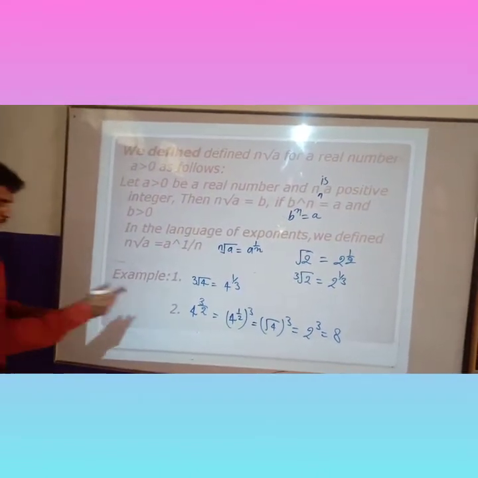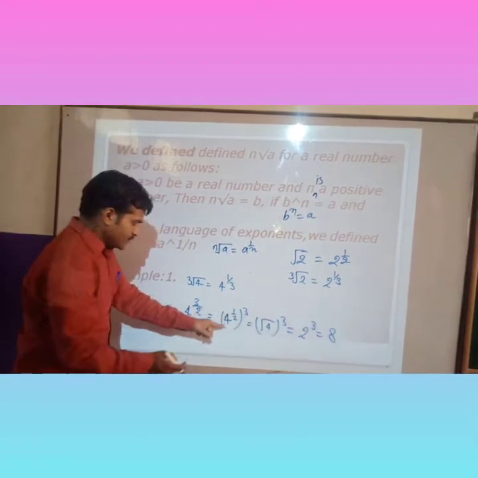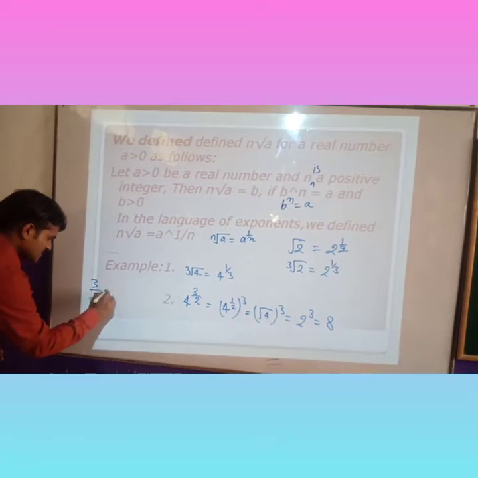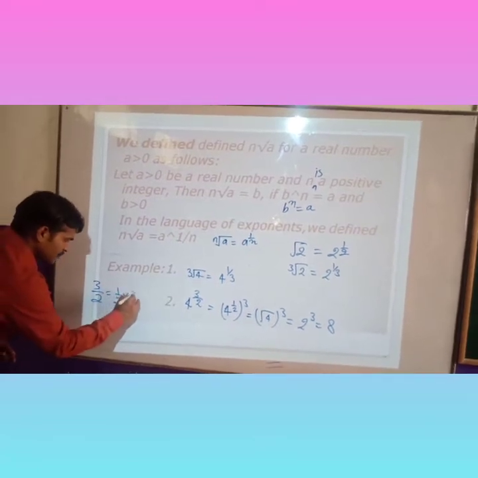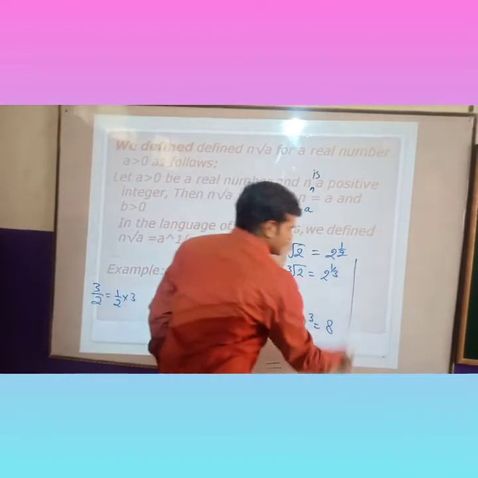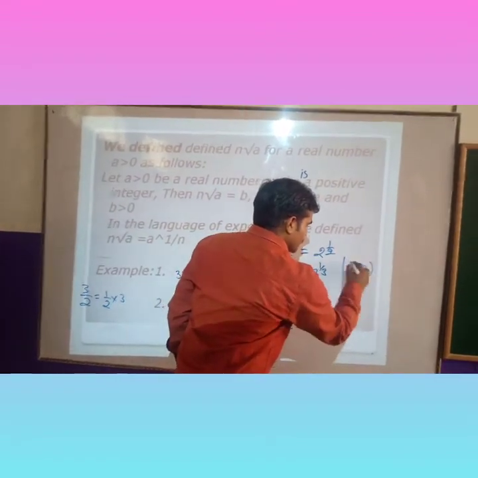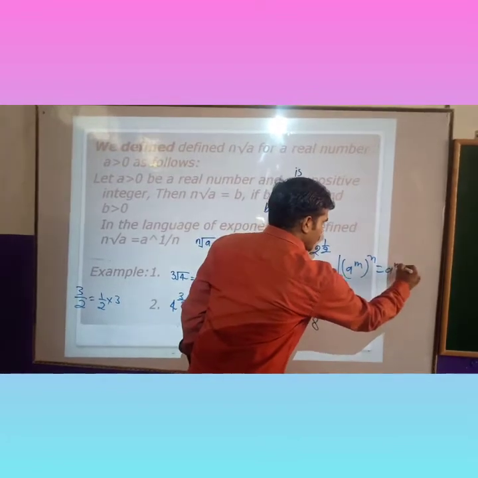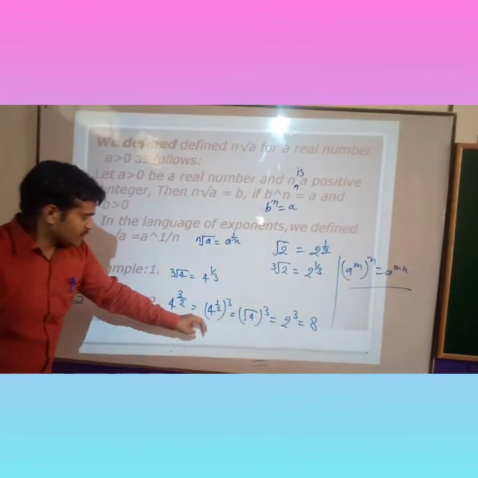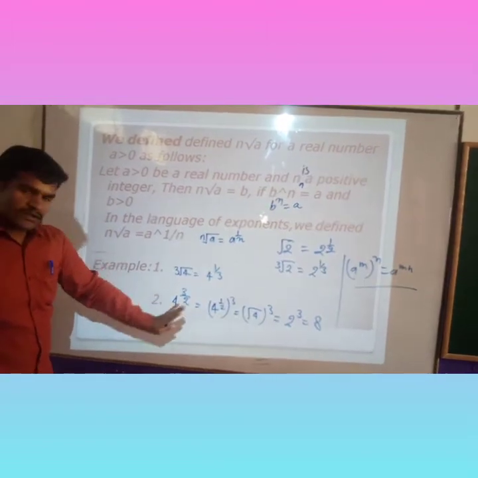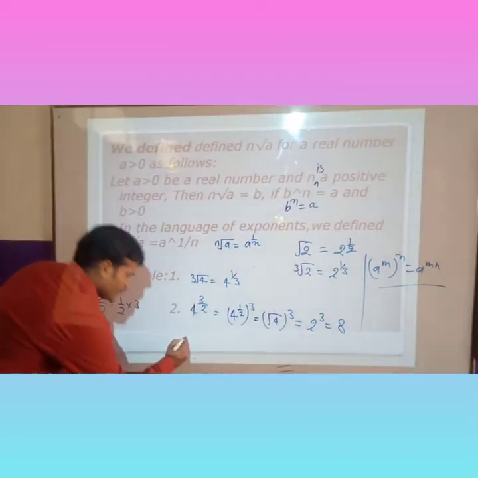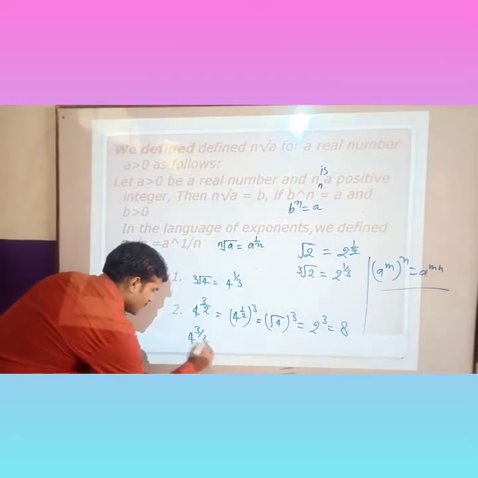Okay. How do you extend 4 power 1 upon 2 into 3? Because we may write 3 upon 2 is equal to 1 upon 2 into 3. And have you learned the rules? (a power m) power n is equal to a power mn. So apply this rule here. Any doubt?